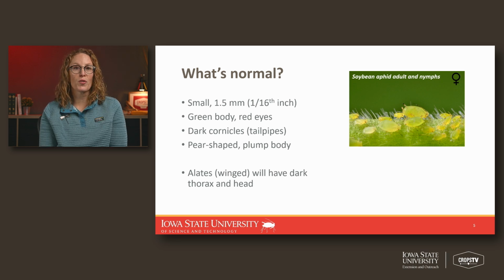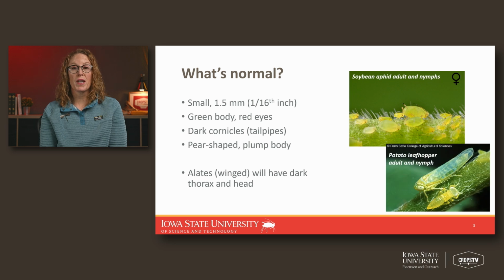This is different than all other insects that don't have cornicles. And in general, they're pear-shaped, and a nice, healthy soybean aphid has a juicy or plump-like body. Now, they may be confused with potato leafhopper nymphs because they're relatively the same size and color. But if you look at the picture on the bottom, the nymph has a big wedge-like head, large white eyes on the side of the head, and their abdomen tapers. So they're built opposite from a pear-shaped aphid.